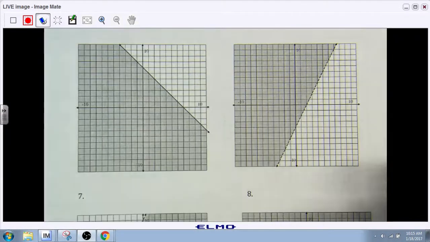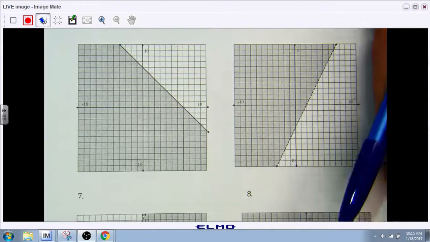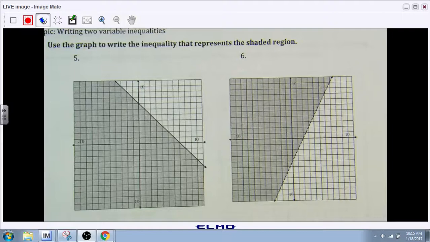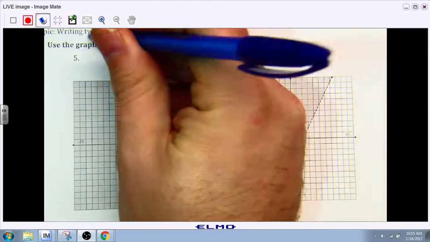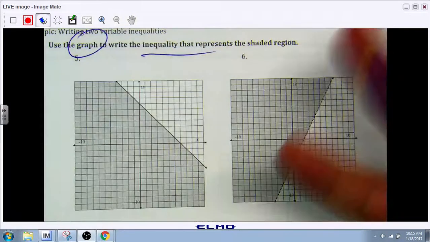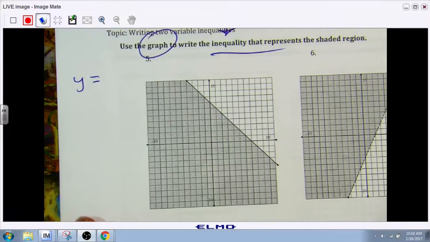All right, this one's cool. So for this time, what we're doing is we're working backwards. We're going to be looking at the graph, use the graph, and we're going to write the inequality. So it's just seeing what it is and turning it into a y equals mx plus b, except we're using an inequality sign. So let's think about y equals mx plus b.